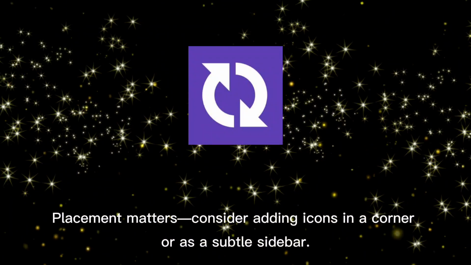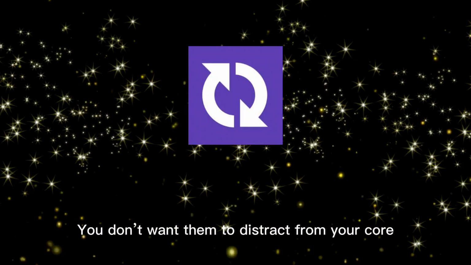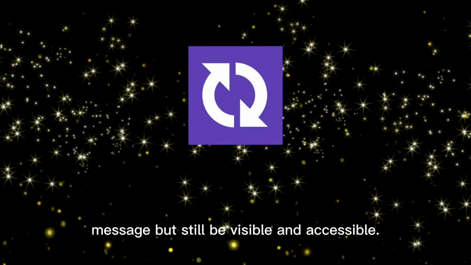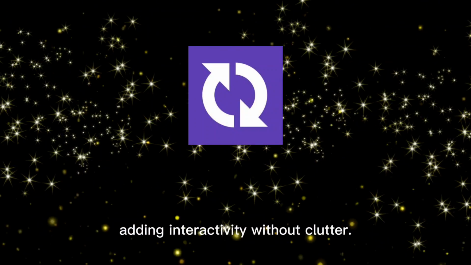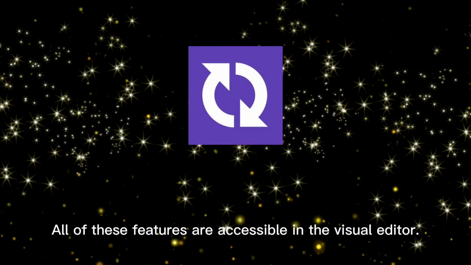Placement matters. Consider adding icons in a corner or as a subtle sidebar. You don't want them to distract from your core message, but still be visible and accessible. You can also animate the icons or make them appear on hover, adding interactivity without clutter. All of these features are accessible in the visual editor.